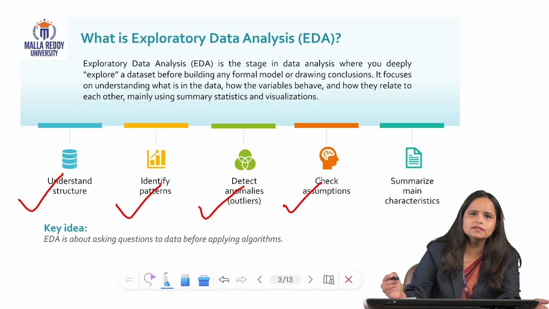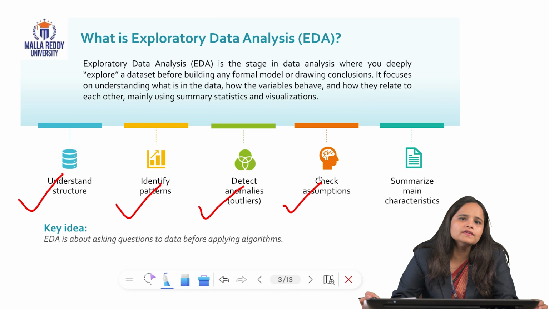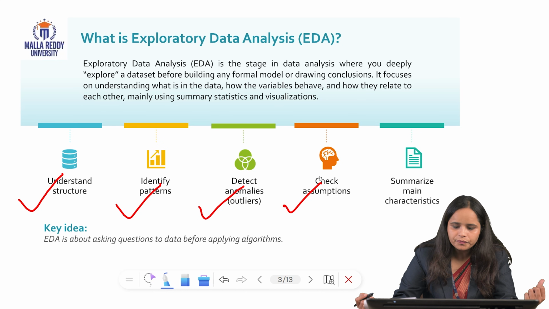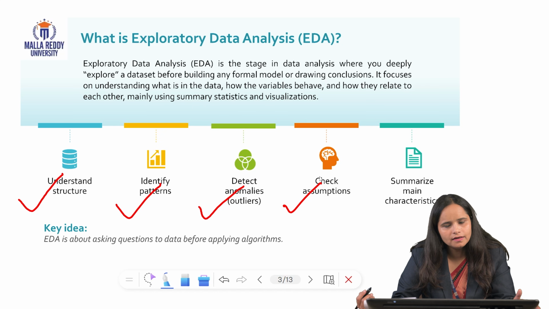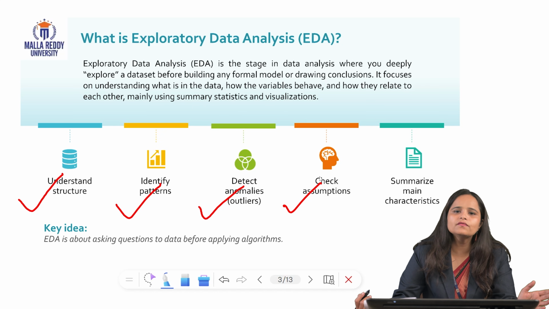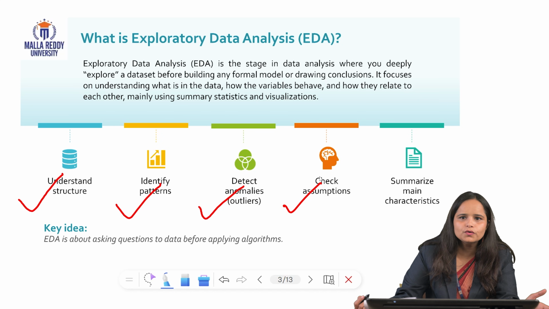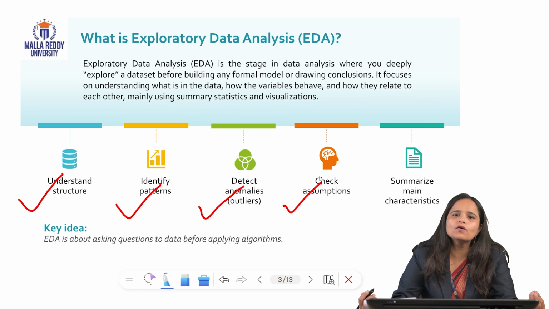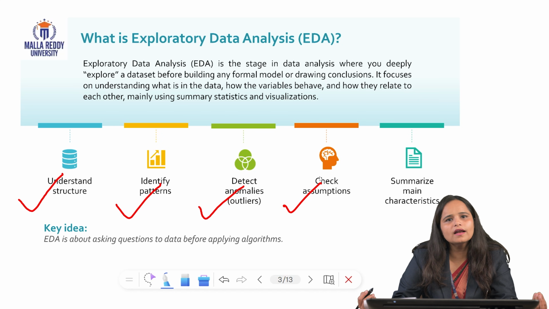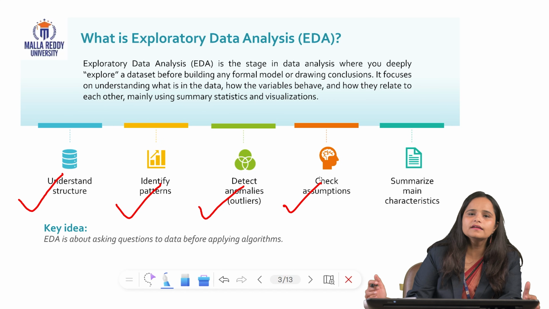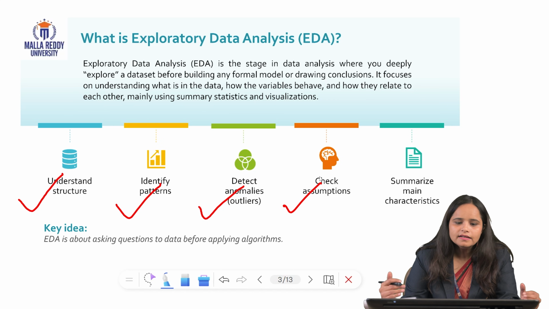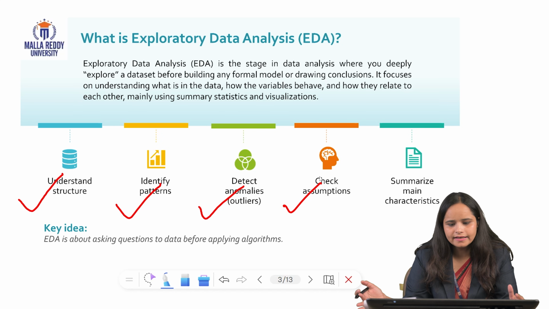Afterwards, we can check for the assumptions. Now, what sort of assumptions are we going to check? In this, we are going to find out whether my values are in a proper range. For example, in the marks column, the values must range from 0 to 100. Also, we can check whether I have any negative values in the marks column. And in the end, we are going to summarize our key points. So, this will give us a clear idea about what EDA actually does.